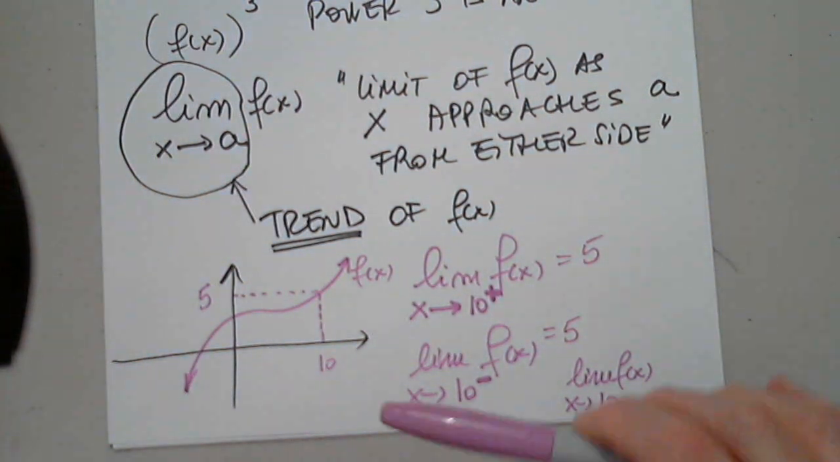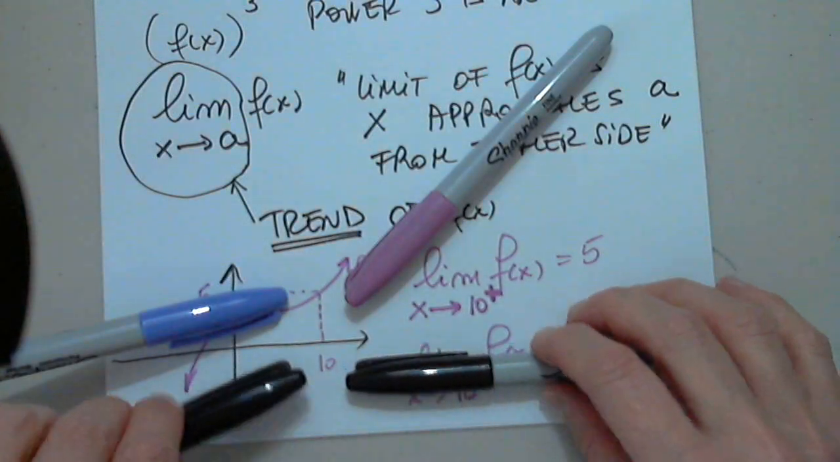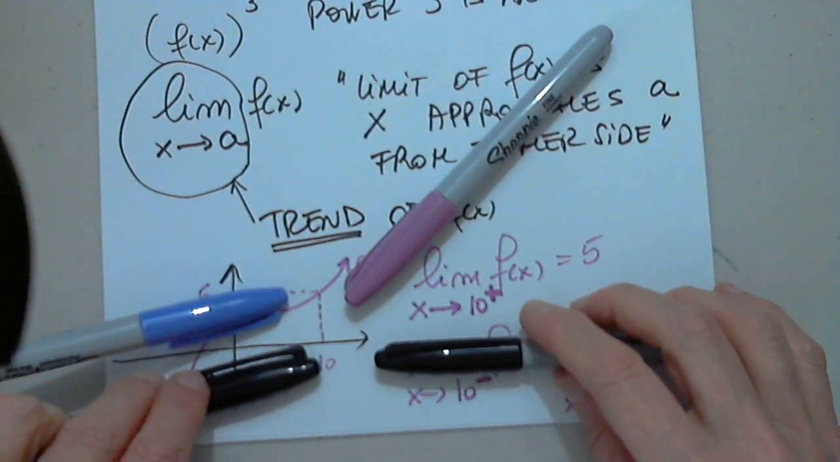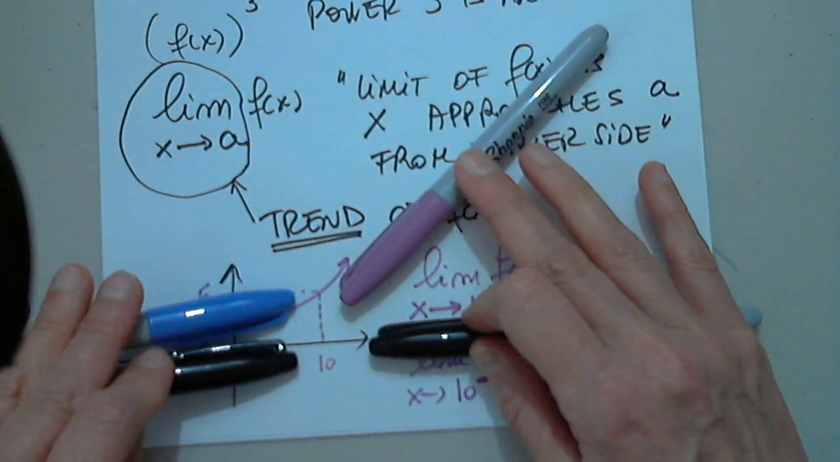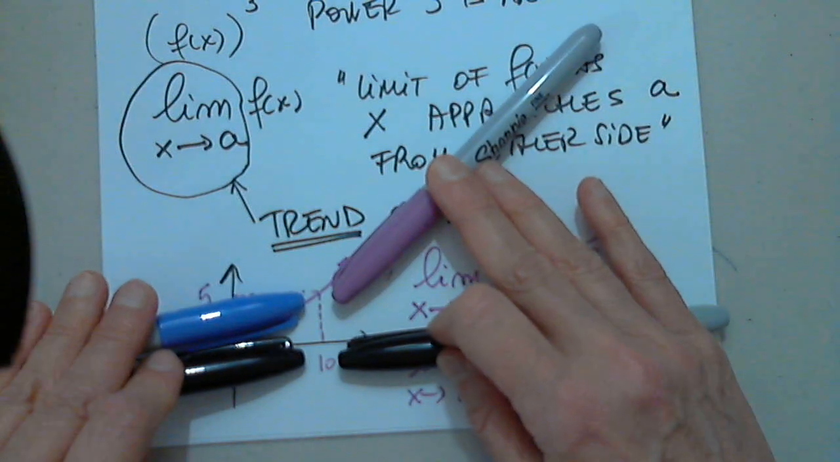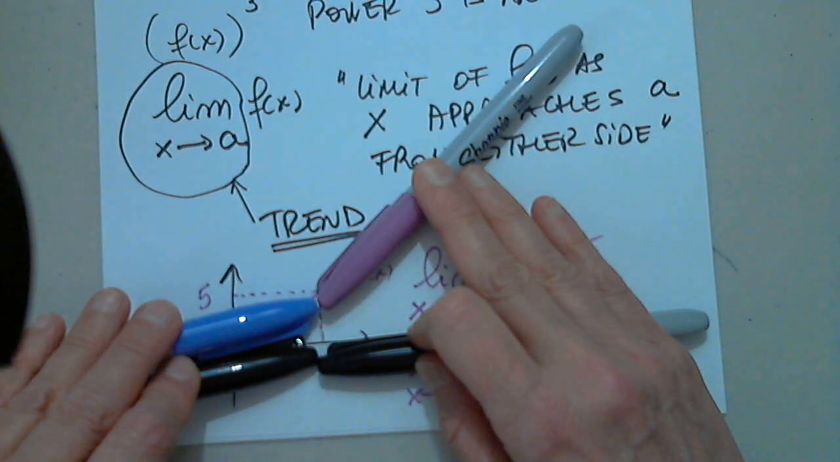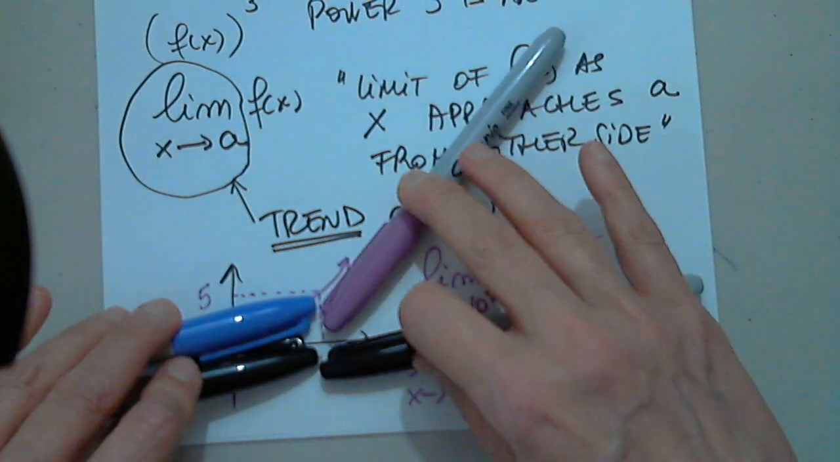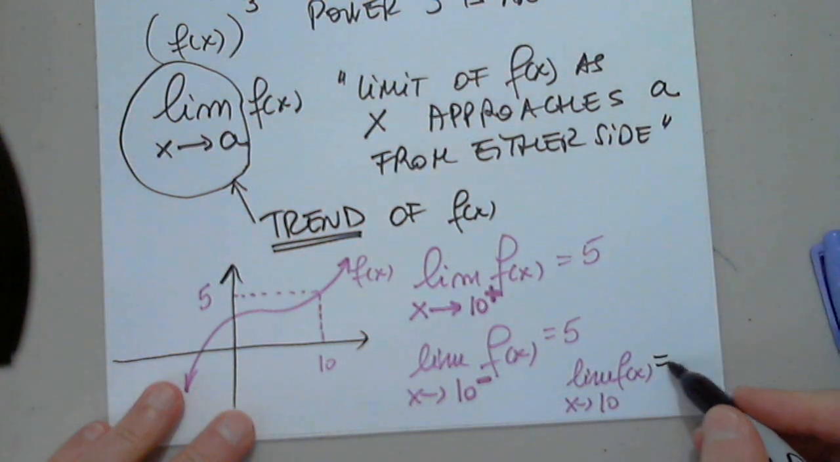Now, one more time. As x approaches 10 from either side, the function values get closer and closer to 5.